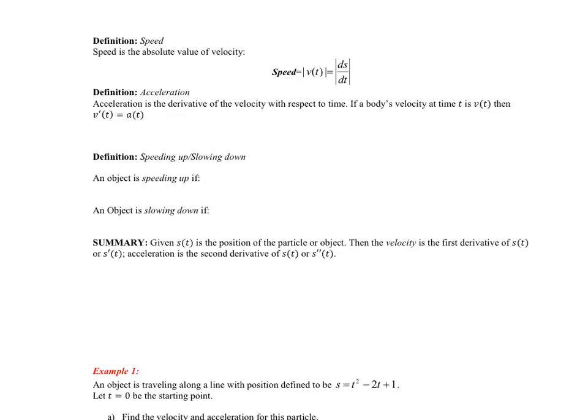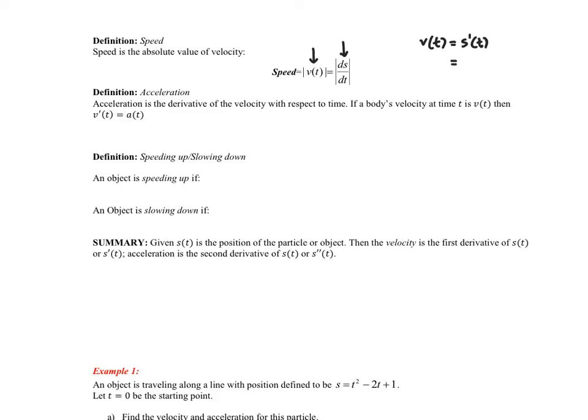All right, let's talk a little bit about speed here. We mentioned that speed has no direction. So speed is the absolute value of velocity. As you can see here, the absolute value of v of t is the same as the absolute value of the change in position over the change in time. So v of t is the same as we said s prime of t.